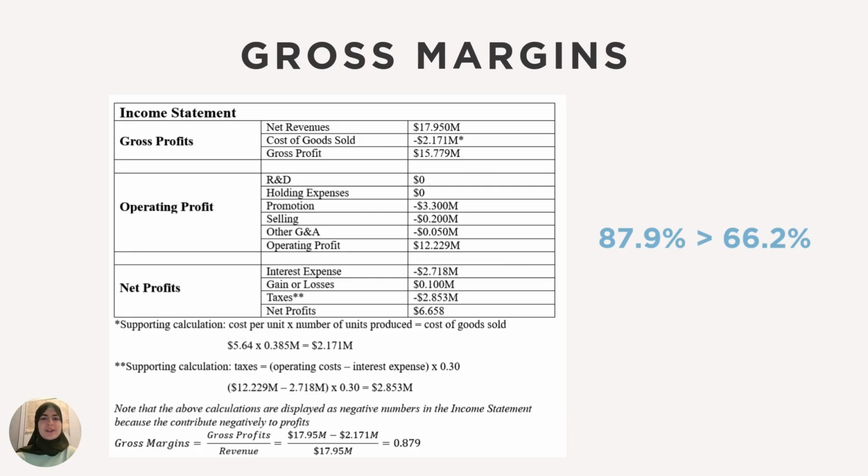Based on our team's predictions for year three, I was able to produce an income statement and use some of the figures, namely the cost of goods sold and the net revenues, in order to calculate gross margins. As you can see below, I used the formula of gross profits over revenue to find that we predict we will have gross margins of 87.9%, which well exceeds our target of 66.2%.